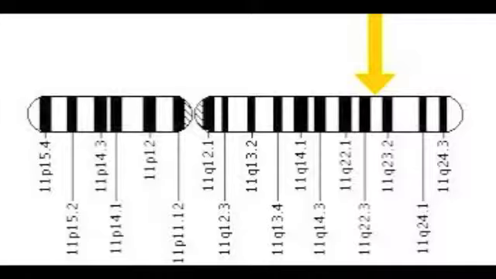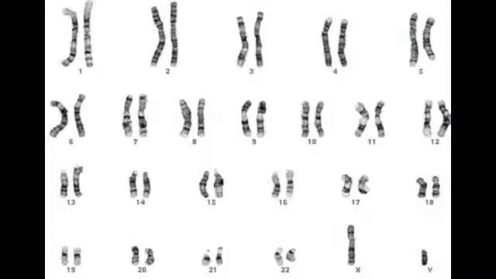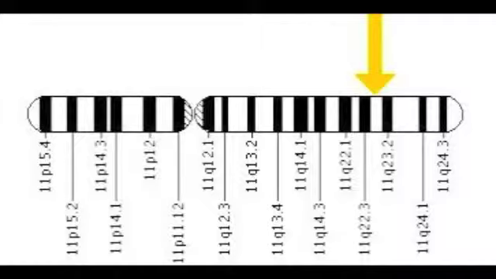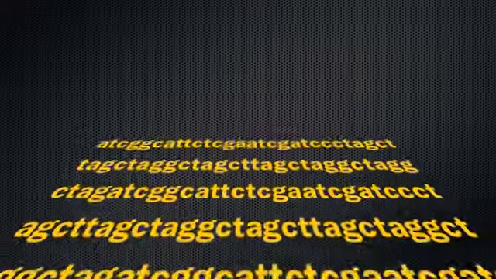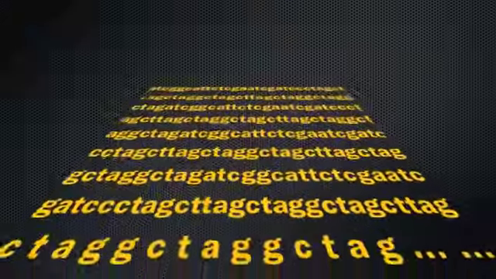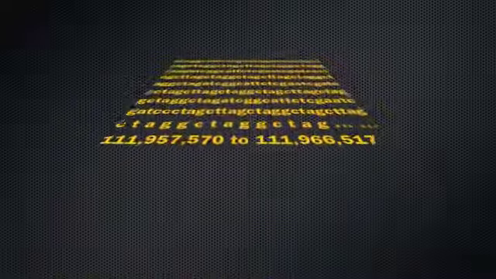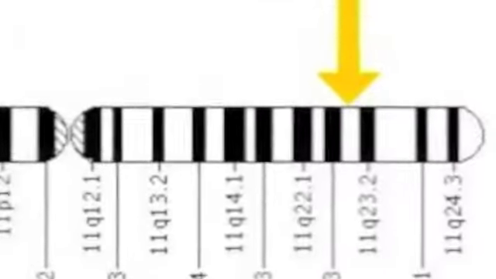As covered before, human cells have 46 chromosomes, or 23 pairs. Of those 23 pairs, the SDHD gene is located on chromosome 11 at position 23. What that means is that the SDHD gene location is from base pair 111,957,570 to base pair 111,966,517 on the 11th chromosome.